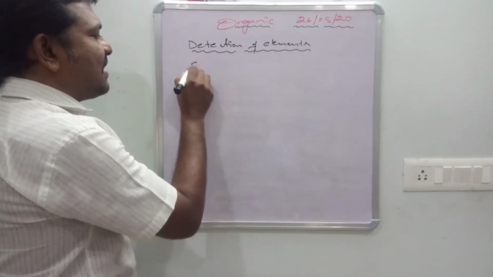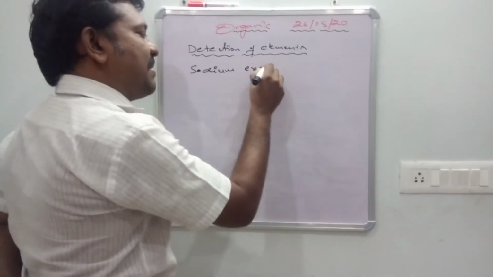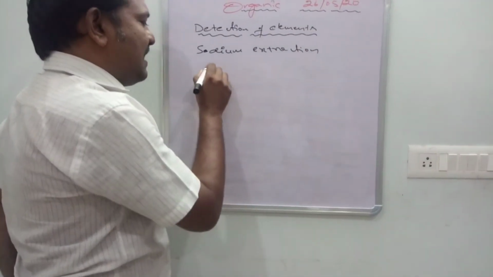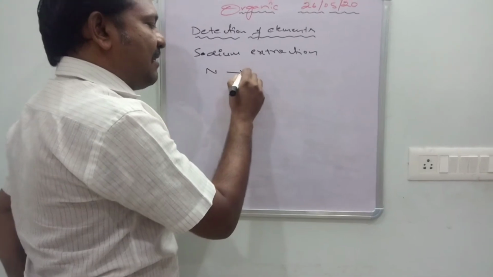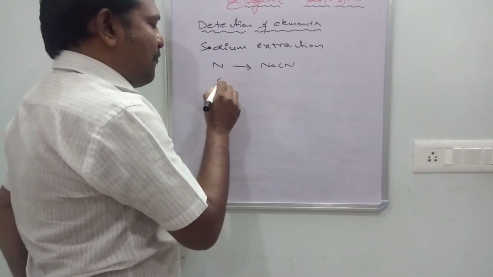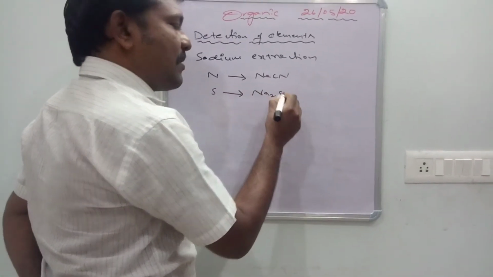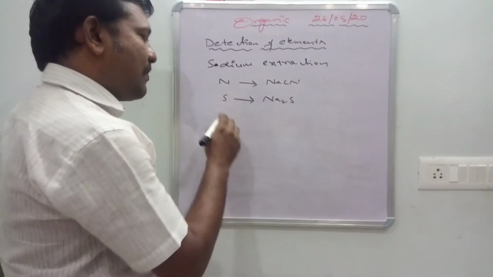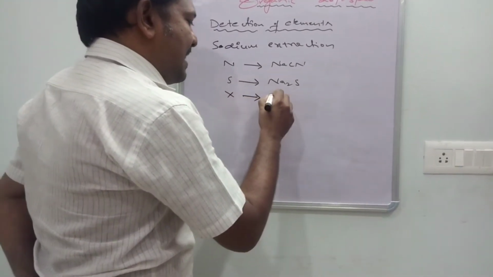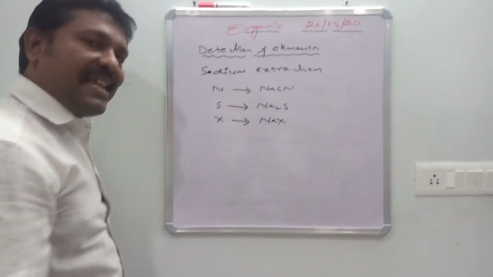Sodium extraction. How to prepare the sodium extraction, familiar. Maybe if nitrogen is present, it gives NaCN. If sulfur is present, it gives Na2S. If halogen is present, it gives NaX.